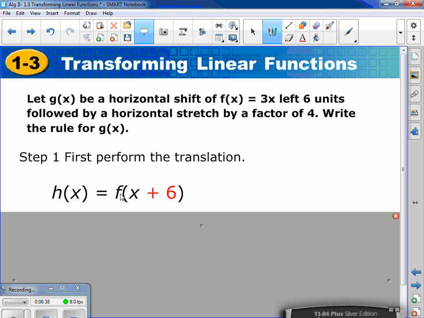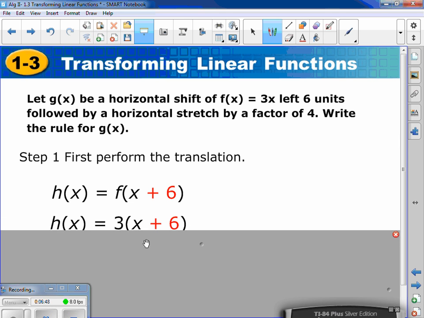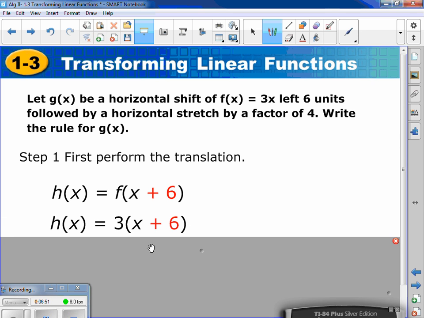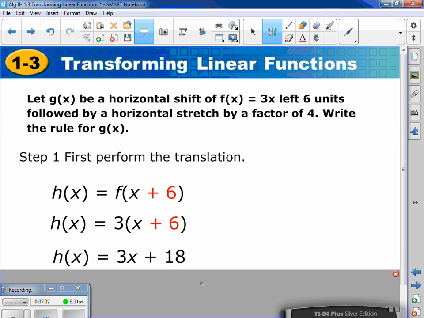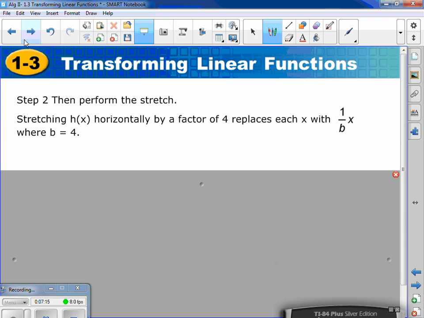Now, because I have to do 2 steps, this is my middle function. Now I substitute in what f of x was. F of x really meant 3x. So 3 times the x plus 6. When you distribute, you get 3x plus 18. We've done the horizontal shift of 6 to the left.